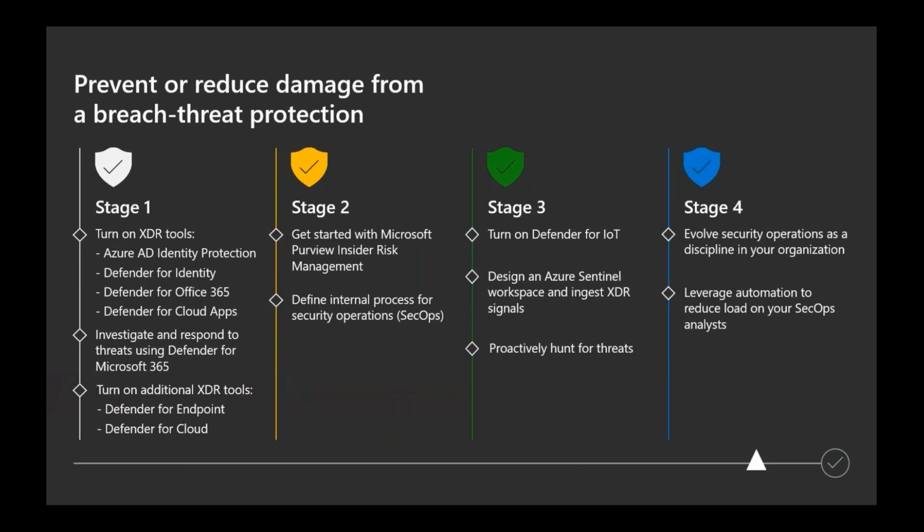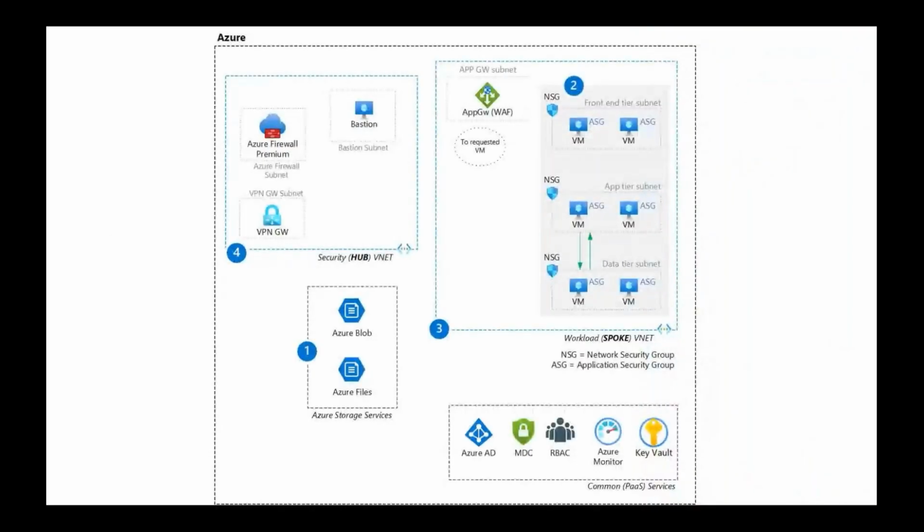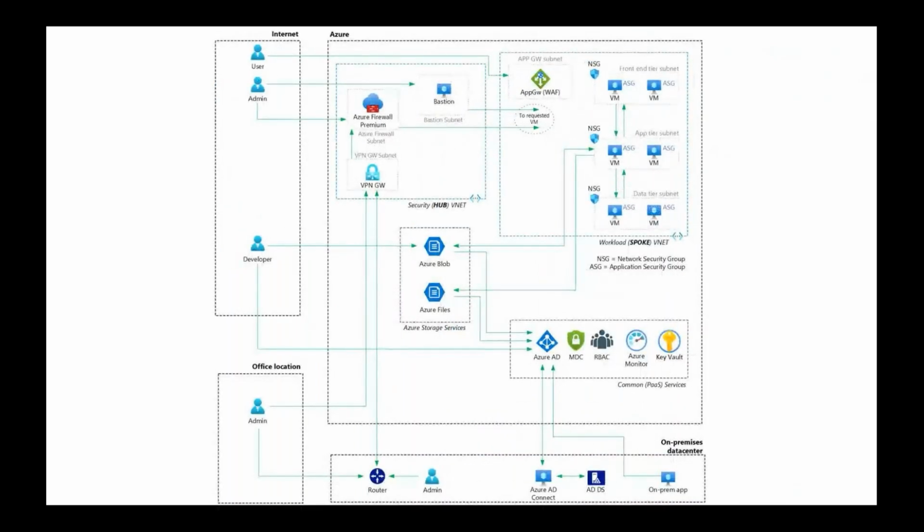And to wrap it up, we have the main or fundamental Azure Zero Trust principles. There are some sample architectures, and very briefly, we are ready to call it a day. This is one sample architecture. These sample architectures can be found online in the Microsoft Architecture Center. This is another one that is a little bit bigger and incorporates other resources as well in areas like Office Locations, Internet, Azure, and in Azure as well.